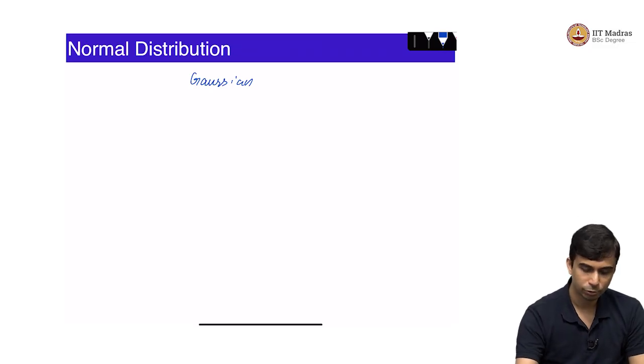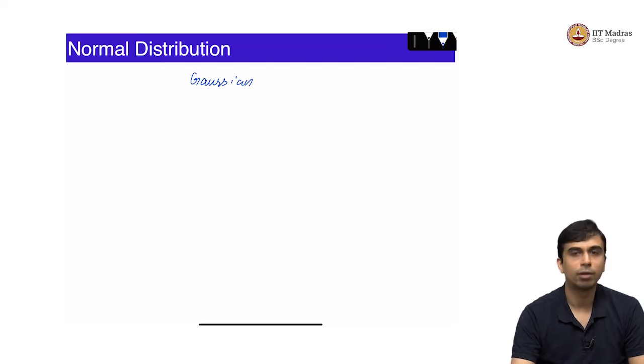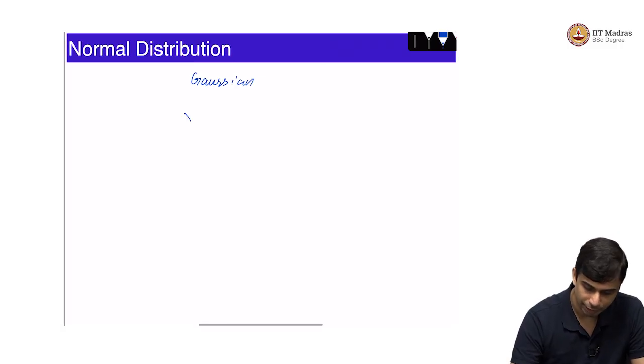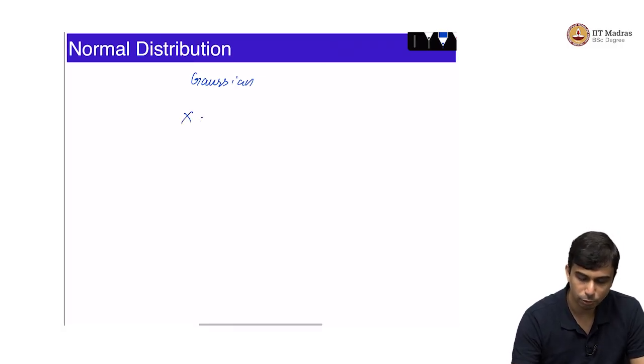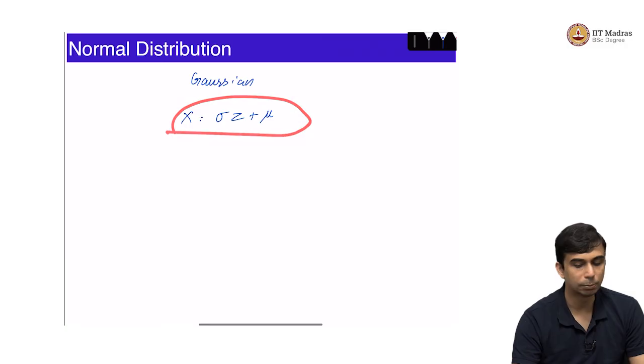Right. So, we saw Z distributed as normal 0, 1, right. But what are these two parameters 0 and 1? We will see that soon. Now, let us define x to be equal to sigma times z plus mu. Right. So, sigma is a scalar constant and mu is also a scalar constant. So, x is equal to sigma z plus mu.